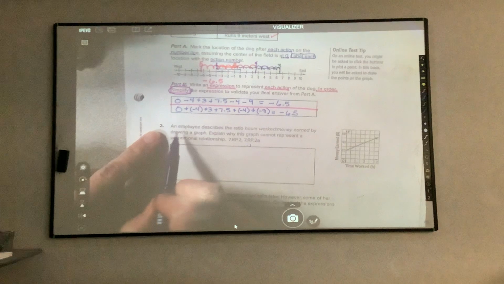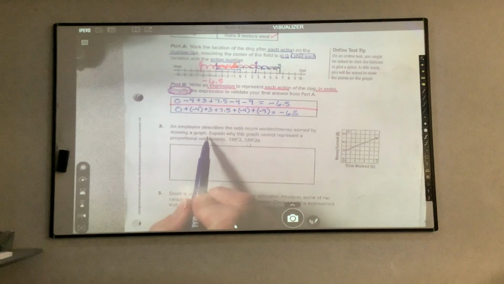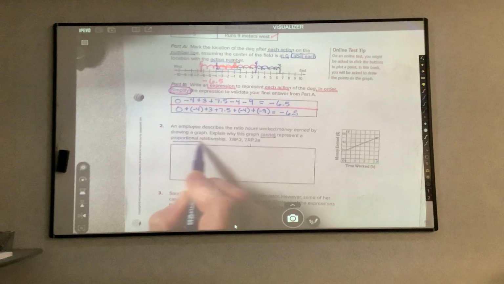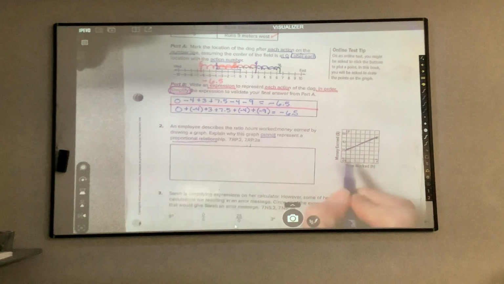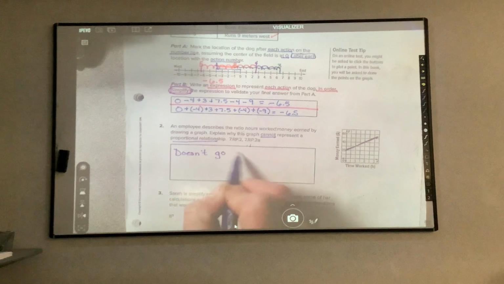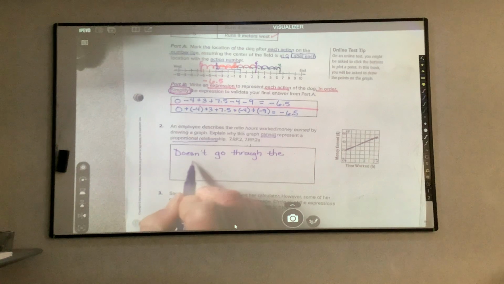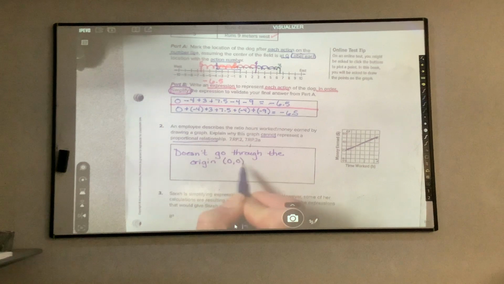This year we're on week 17, number 2. And it says an employee describes the ratio of hours worked, money earned by drawing a graph. Explain why this graph cannot represent a proportional relationship. So what's wrong with this graph? There's only one thing wrong with it. It doesn't go through the origin, and you have to use the word origin and then label those points 0, 0.